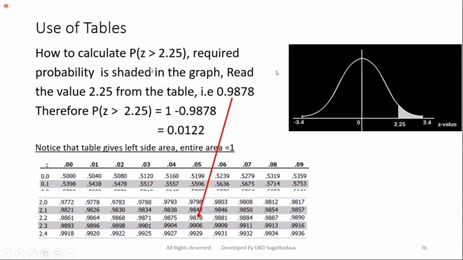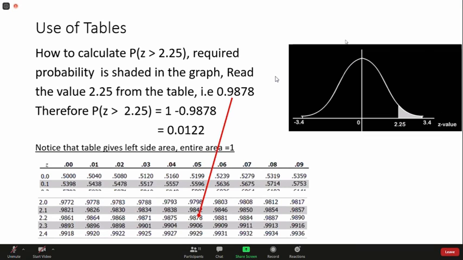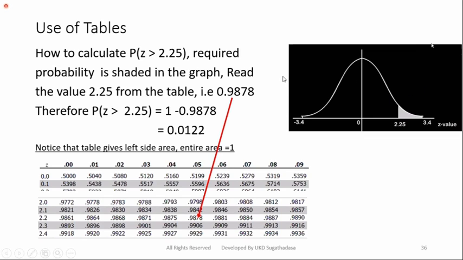Now, how to calculate this kind of thing? Is it greater than 2.25? The required area probability is shaded in the graph. See, this is greater than, no? Earlier it was less than, the left side. Greater than means this particular side. Remember, the table every time shows the left hand area calculation.